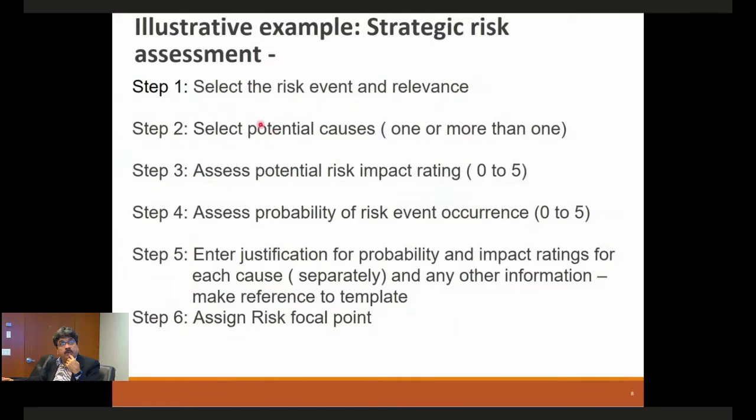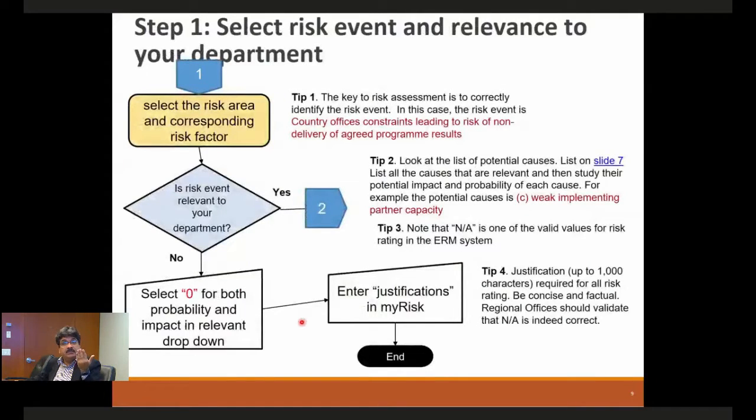First of all, you have to select the potential causes, which was not there last year. You assess the risk impact rating. You assess the probability of risk event occurrence. And then you enter a justification for the rating. And then, of course, you assign the risk focal point. I won't go into detail of these slides because these are self-explanatory. But as I mentioned before, if you want to select a not applicable risk, you have to select 0 for probability and 0 for the impact.